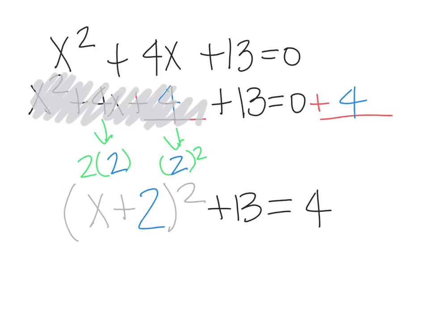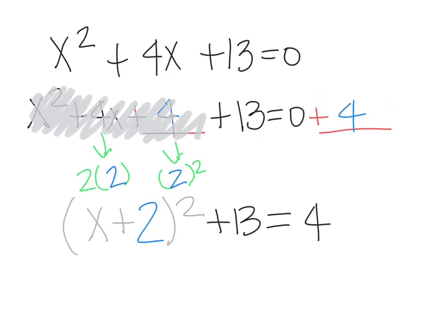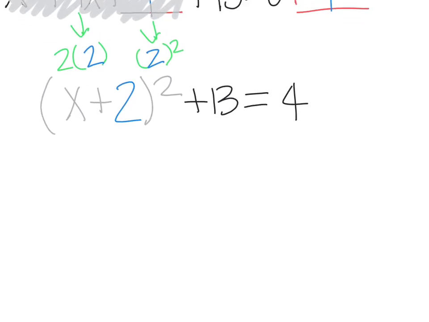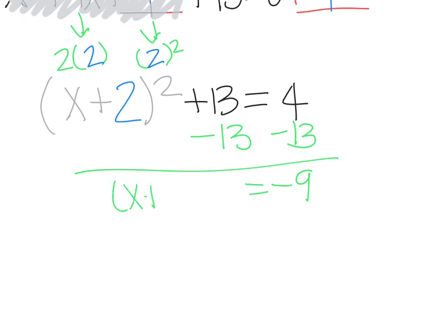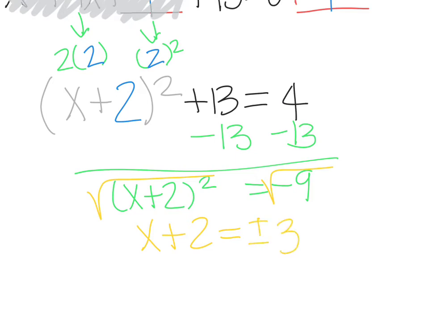I'm still trying to get x by itself. That's always the goal here, to get x alone. The first thing I need to do is get rid of that 13. To get rid of the plus 13, I'm going to subtract 13 from both sides. And when I do 4 minus 13, I get negative 9 on the right side. So x plus 2 squared equals negative 9. Then I square root both sides, and I get x plus 2 equals, the square root of negative 9 is going to be positive and negative 3i.